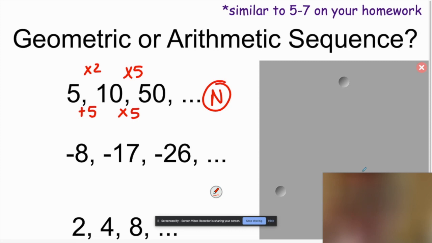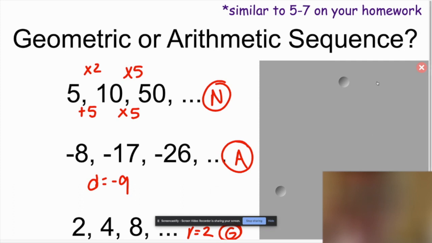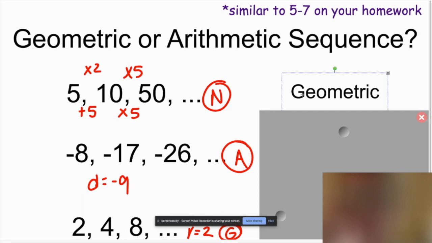The next one, it looks like we are adding 9 or subtracting 9. So in other words, we have a common difference of -9. So this one has to be arithmetic. And lastly, we are multiplying by 2. So we have a common ratio of 2, which means this one is geometric. Remember one of these having a typo. I think this one was it. Yeah, because this should not be geometric.